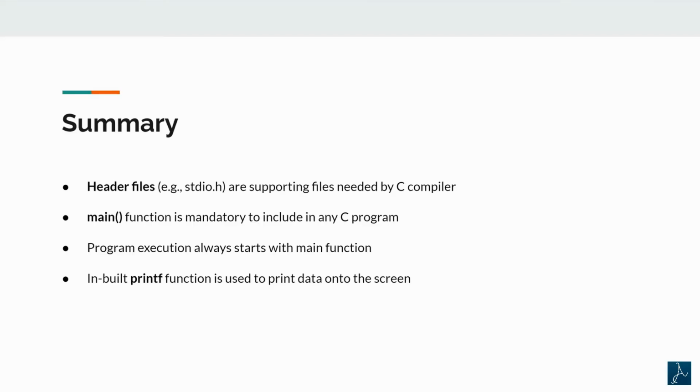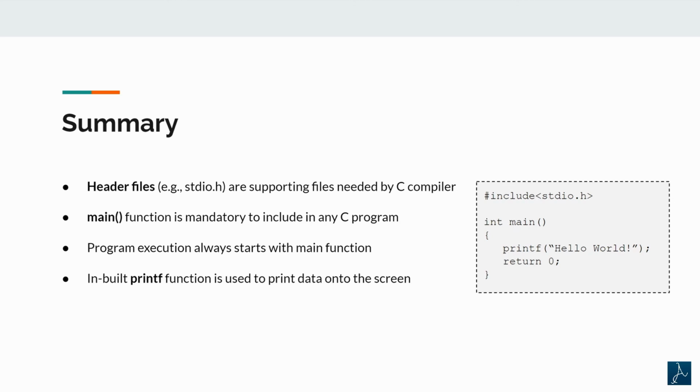Let's summarize what we have learned so far. Header files are supporting files needed by C compiler. Main function is mandatory to include in any C program. Program execution always starts with main function. Inbuilt printf function is used to print data onto the screen. This is how a basic program in C looks like.